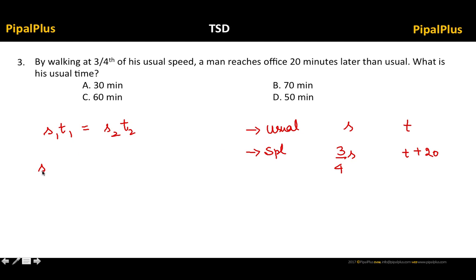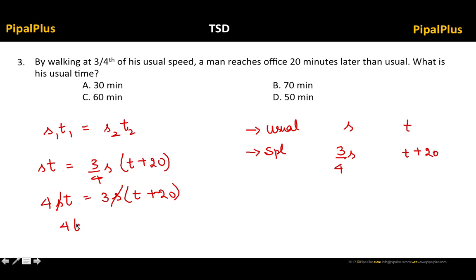So we get s times t equals 3 by 4 s times t plus 20, right? So we take this 4 here, we get 4 times st equals 3 times s into t plus 20. Now what I notice is that s is common, so I'll remove this s. So we get 4t equals 3t plus 60, right? So I'll take this 3t here, it'll get subtracted from 4t, I get t on the left hand side equals 60. So the usual time that the man takes traveling from home to office is 60 minutes.